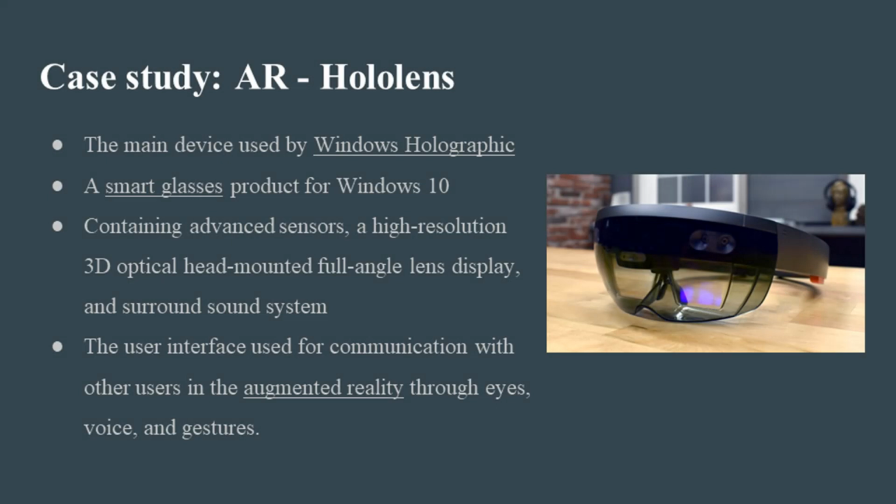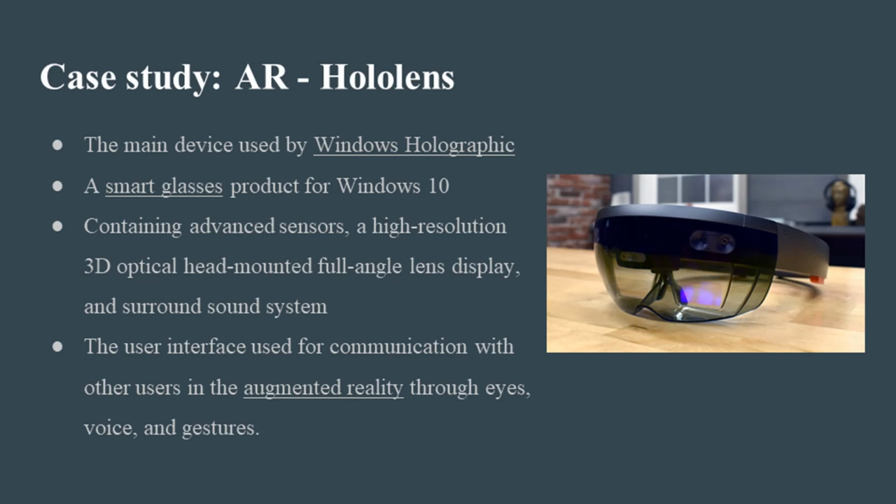In the case study of AR technology in the construction industry, HoloLens will be covered. Microsoft HoloLens is the main device used by Windows Holographic. HoloLens is a smart glasses product for Windows 10. It uses advanced sensors and a high-resolution 3D optical head-mounted full-angle lens display and surround sound. It allows the user to interface and communicate in augmented reality through eyes, voice, and gestures.